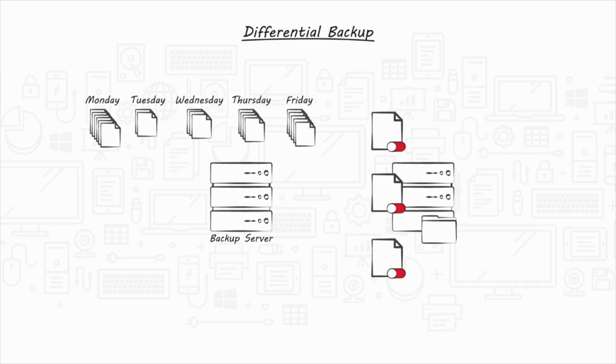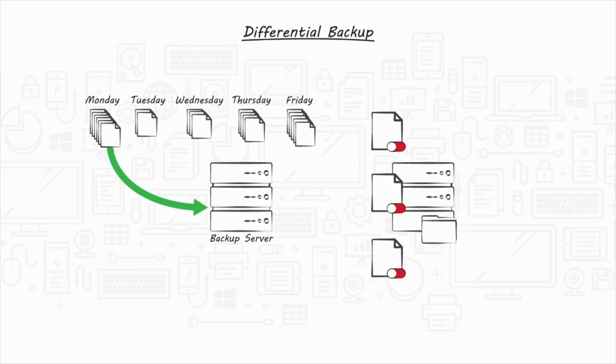Suppose you perform a full backup on Monday, just as with the incremental backup strategy. This clears all archive bits on all files. Then we perform a differential backup on Tuesday and Wednesday. Because the differential backup on Tuesday does not clear any archive bits, Wednesday's differential backs up all the files that have been modified since Monday.